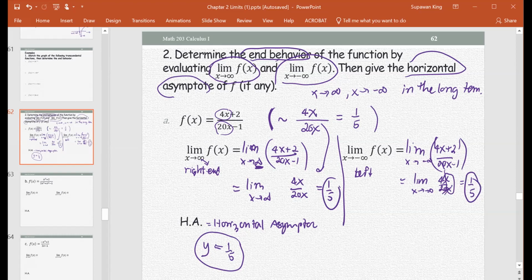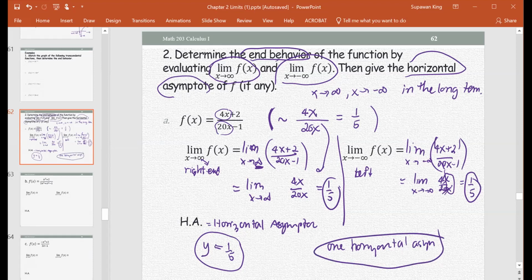In this case, you have only one horizontal asymptote. One horizontal asymptote. And this is the way to find horizontal asymptote using calculus concept. Back to pre-calc. When you work on pre-calc to find the horizontal asymptote, you see the coefficient 4 and coefficient 20. And the x has the same power, leading power 1, 1. That means you divide 4 and 20 to give you 1 over 5 the same way. So this is the way that you've done a lot in pre-calc.